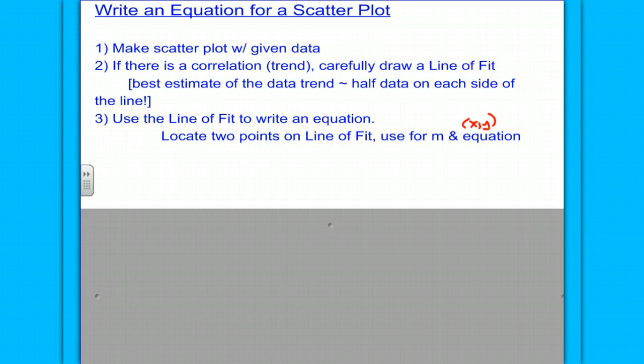And don't forget in step 3, when you write your equation, you are not using the data from a table. You are using the line that you drew. That's where you get the slope and a point, not from the table. Okay? You will need graph paper because you are going to draw the line to write the equation for today. So have fun with some graph paper.